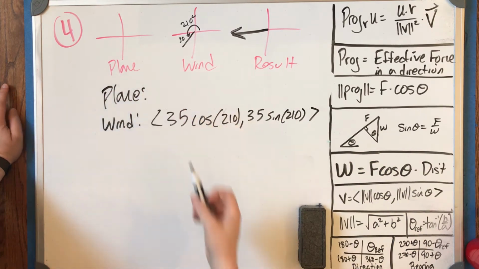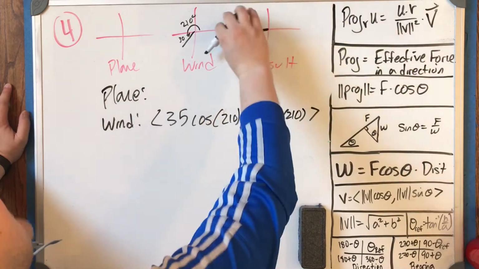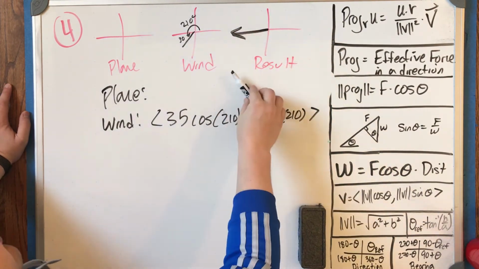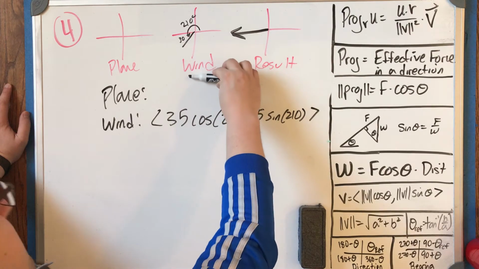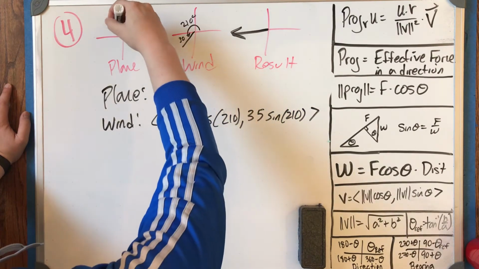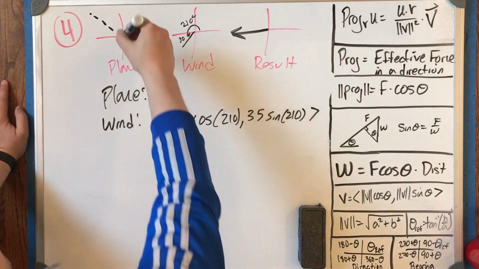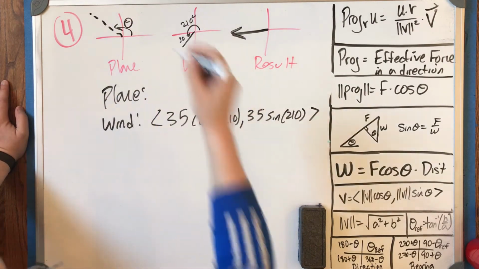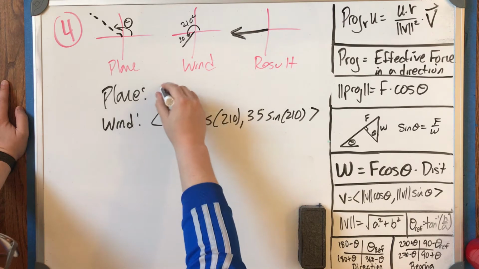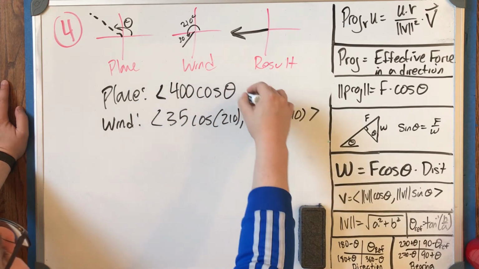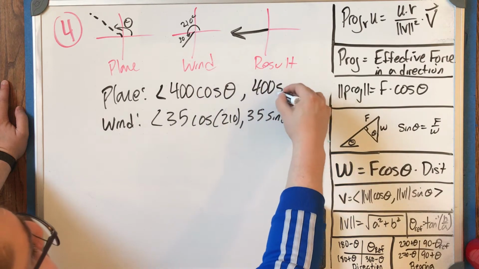The plane. So let's think about this. If the wind is pushing down, then I need the plane to point up a little bit, so that if the plane's pointing up, the wind will push it down and I'll end up going west. So I know that the plane's probably going to be somewhere up there, but I don't actually necessarily need to know exactly where it is right this second, and I can just write 400 cosine theta, because I don't know that angle yet, 400 sine theta.